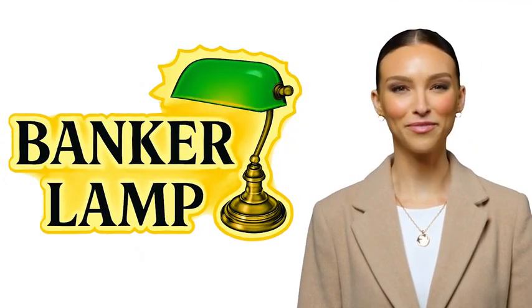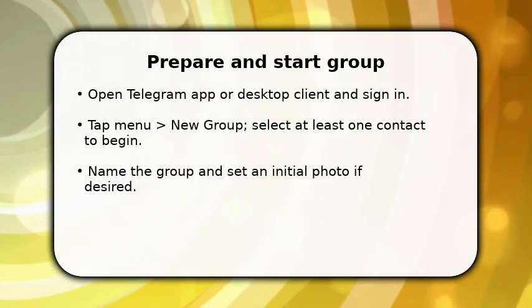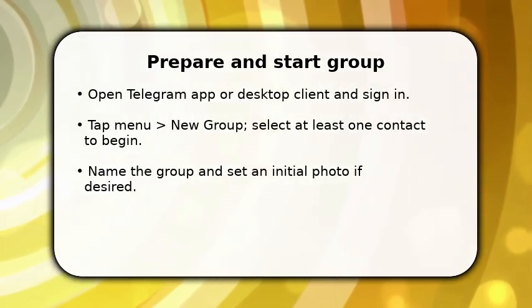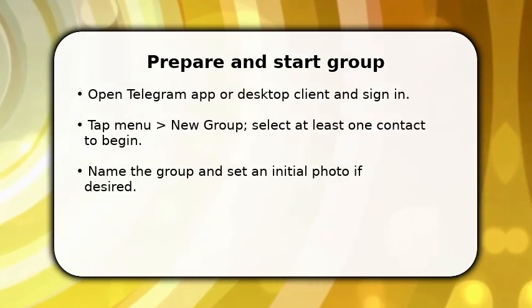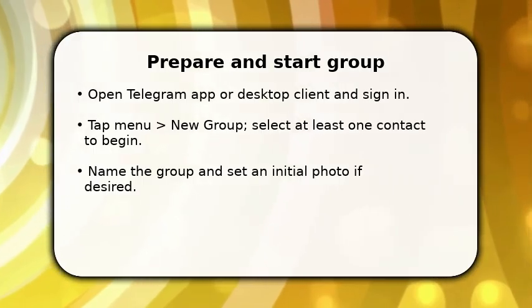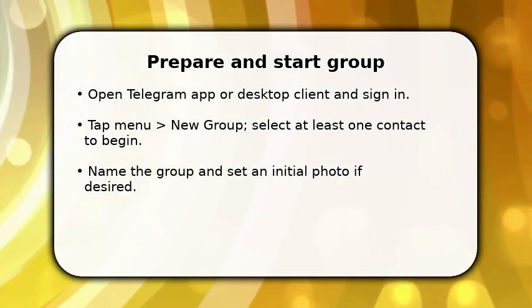Please enjoy the video. You'll begin by opening Telegram and signing in with your number. This grants access to contacts and settings. Once in, tap the menu and choose New Group, then select at least one contact to create the group because Telegram requires an initial member.